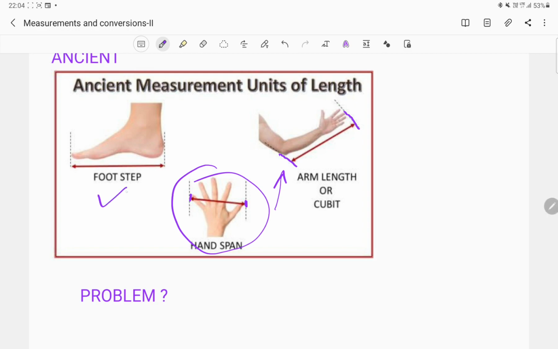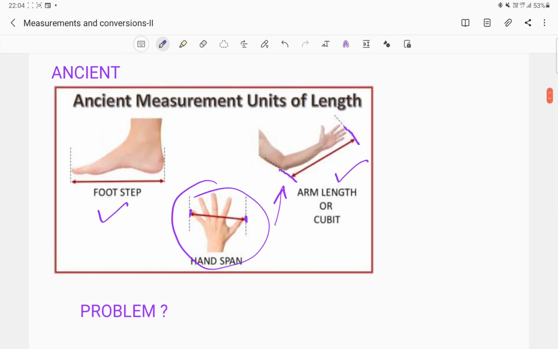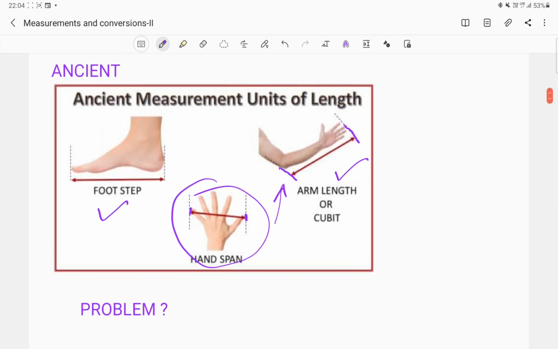Same is the case with the foot. Same is the case with the arm length or the cubit. Arm length is also called cubit. Now that is the reason why we cannot make use of footsteps or hand spans or arm lengths to measure things in our daily lives today.